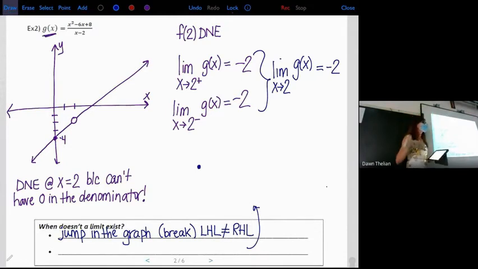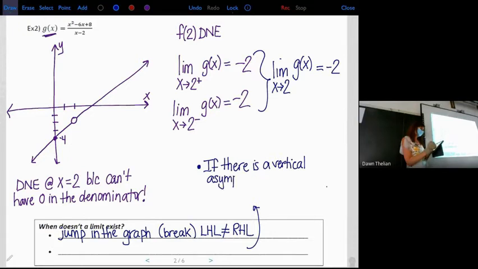Besides there just being a jump, there might actually be a vertical asymptote there, a line that it could never cross. So a second place is if there's a vertical asymptote. Because the limit from the left and the right aren't going to match because they're going to be going to infinities, opposite infinities. And since infinity itself is not a y value, it's really just a concept. If it doesn't approach a y value, the limit doesn't exist.